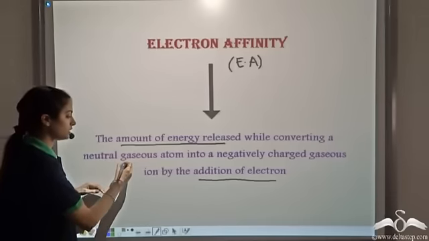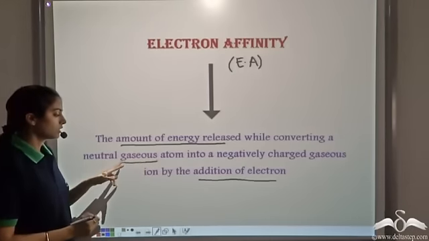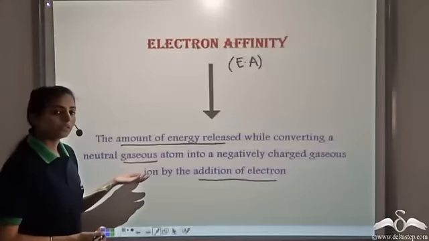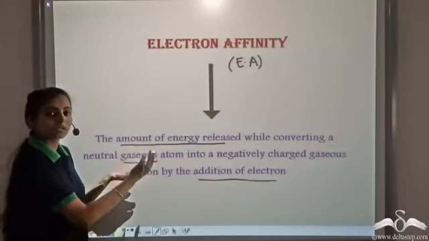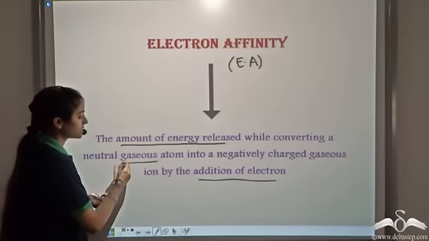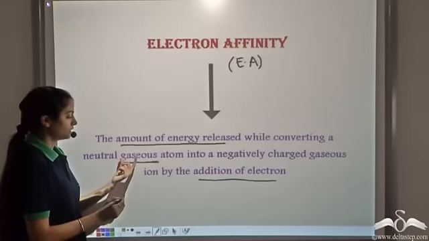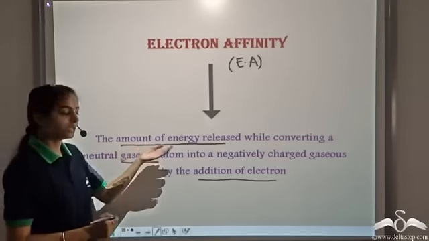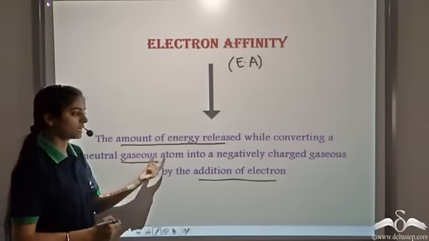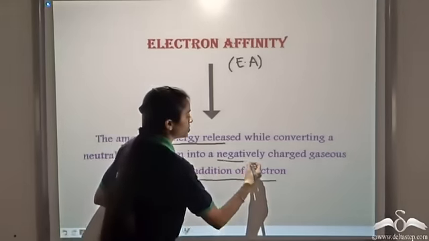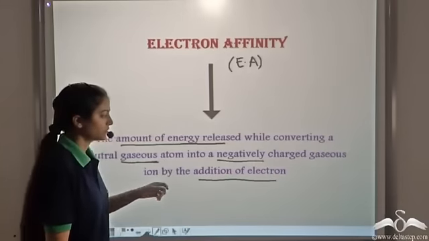We talk of gaseous atom because by saying gaseous atom, we mean an isolated atom. In liquid or in solid state, the atoms are associated with other atoms. So to talk of isolated atoms, we say that we talk of the neutral gaseous atom. So the amount of energy which is released when we convert a neutral gaseous atom, by adding an electron, into a negatively charged ion.